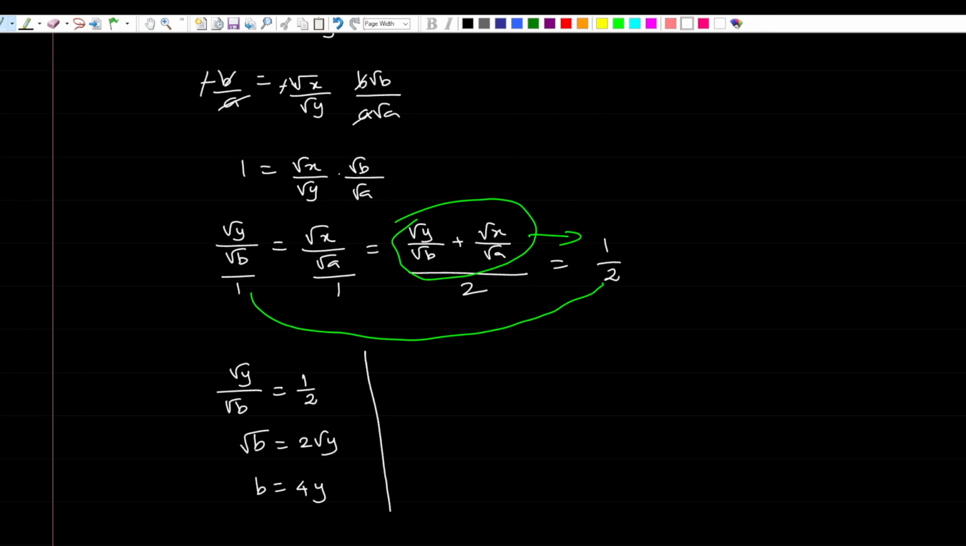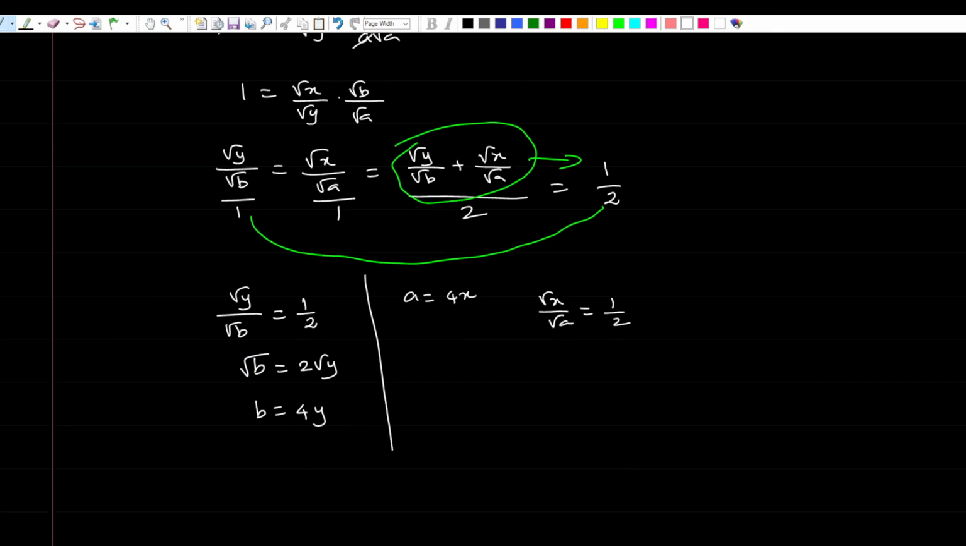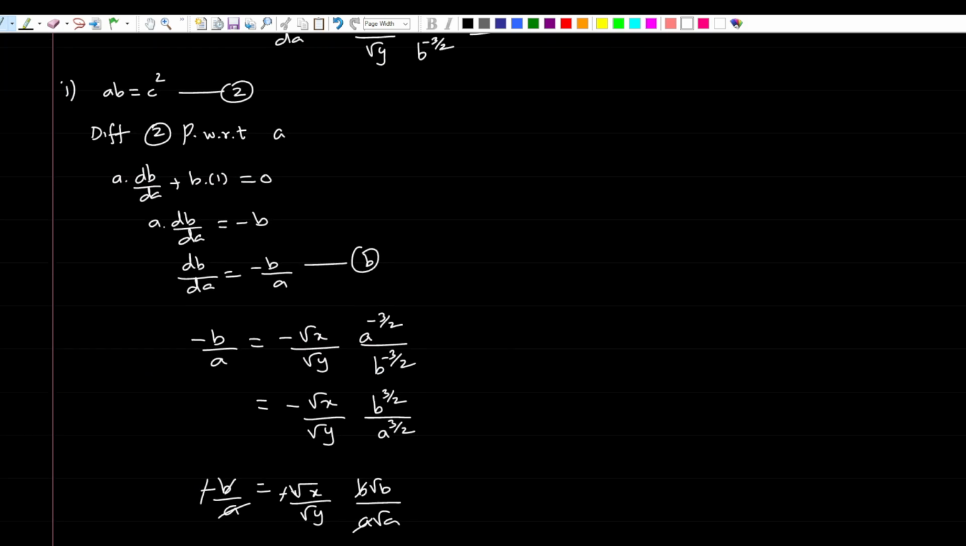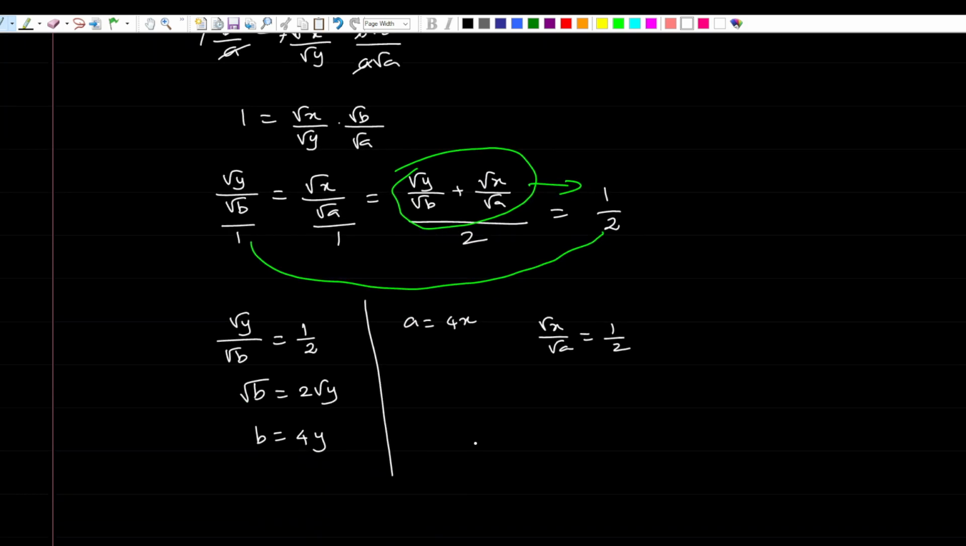4y. Similarly, we will get a is equal to 4x. By comparing root x by root a equal to 1 by 2, we will get this. So we got the value of a and b. So what is given? The second condition is ab equal to c square.